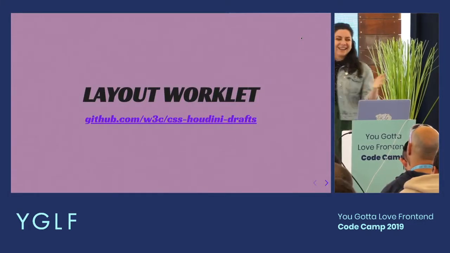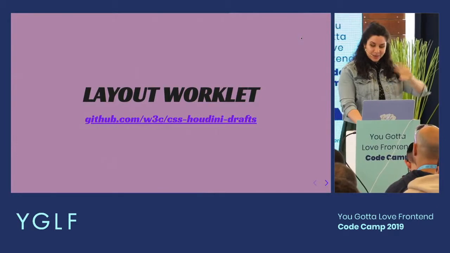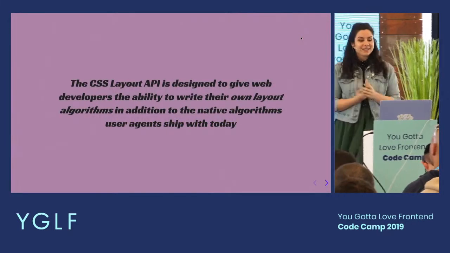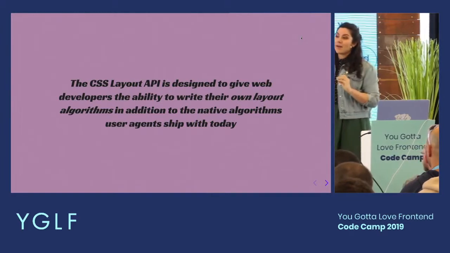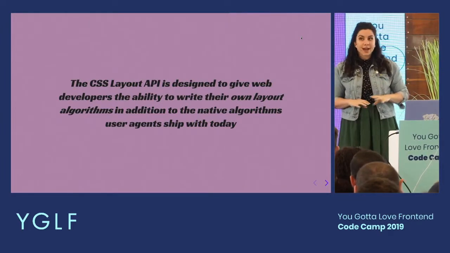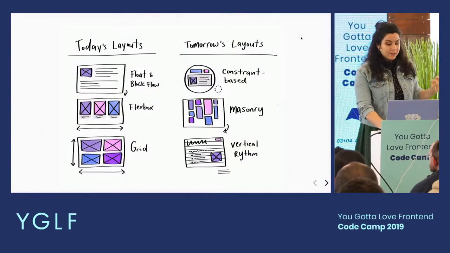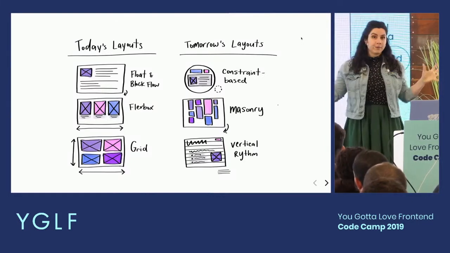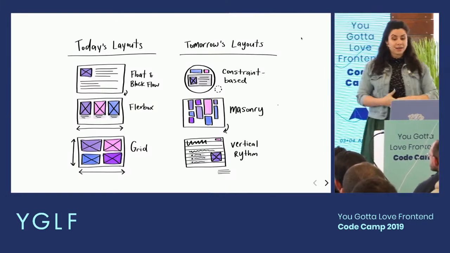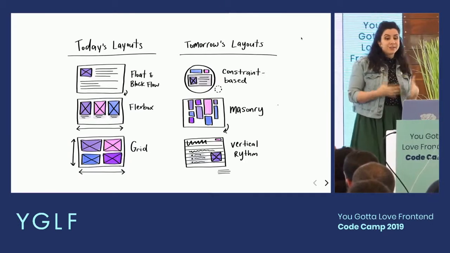So let's talk about layout. Layout is another one that is very work in progress, but the CSS Layout API is designed to give developers the ability to write their own layout algorithms in addition to the native algorithms that the user agent ships with today. What does that mean? Today's layouts give us float and block flow. Flexbox is a layout type. Grid is a layout algorithm that the browser gives us today.